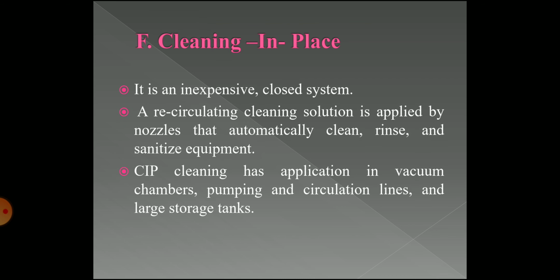Cleaning in place. It is the most commonly used method in fruit and vegetable plant sanitation. It is an inexpensive, closed circuit system. Here, a recirculating cleaning solution is applied by nozzle that automatically cleans, rinses and sanitizes the equipment. CIP, that is cleaning in place, has application in vacuum chambers, pumping and circulation lines and large storage tanks.